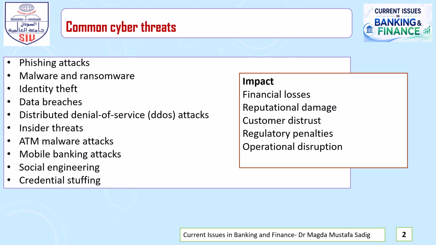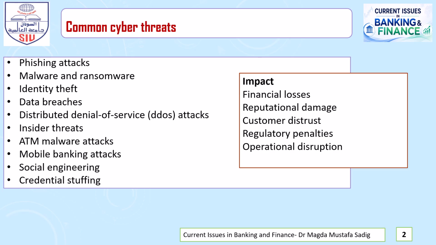Cyber attacks produce serious consequences like financial losses. Banks lose millions through fraud, ransom payments, system recovery, and compensations. Reputational damage: customers lose confidence, so rebuilding trust often takes years. Customer distrust: customers may transfer their accounts to competing banks.